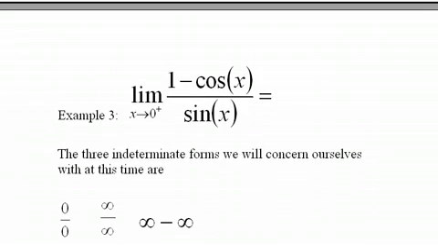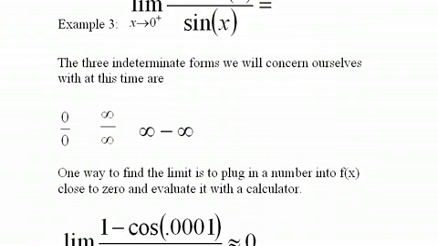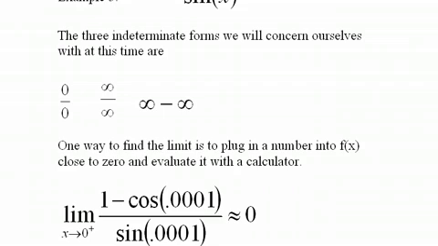The three indeterminate forms we'll concern ourselves with at this time are 0 over 0, infinity over infinity, and infinity minus infinity. One way to find the limit is to plug a number into f of x very close to 0 and evaluate it in the calculator. So if I put some very, very small number into my calculator on both top and bottom here for x's, I get something that's really small. If you do it in your calculator, you get something just about 0, very close to 0.